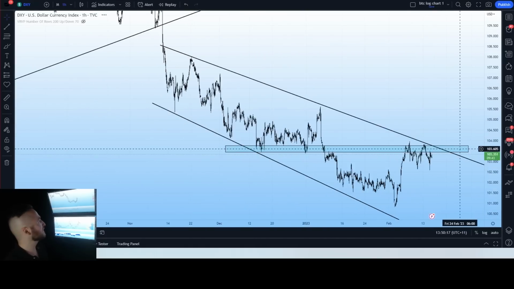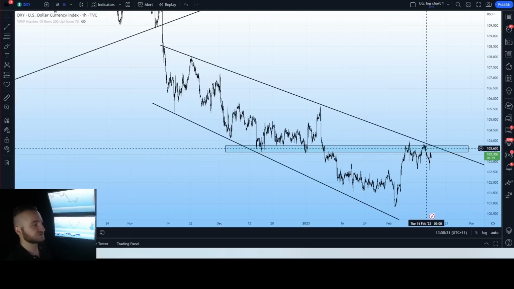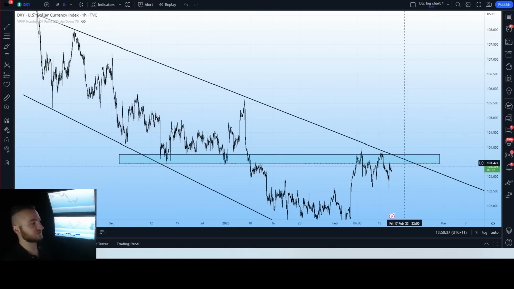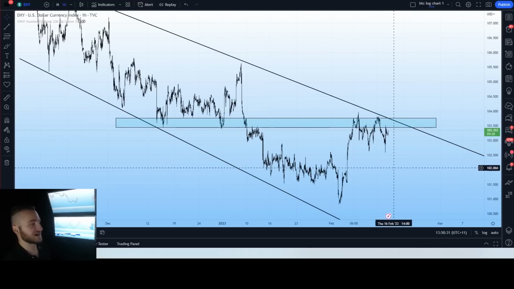As you can see, DXY is still very much in the same position. However, we do need to be breaking through this light blue resistance zone. I don't know why I have it blue, it should be red, but it's blue. We need to break through our blue area here to see a continuation upwards. Until then, we do run the risk of retracing all the way back down to around 102.